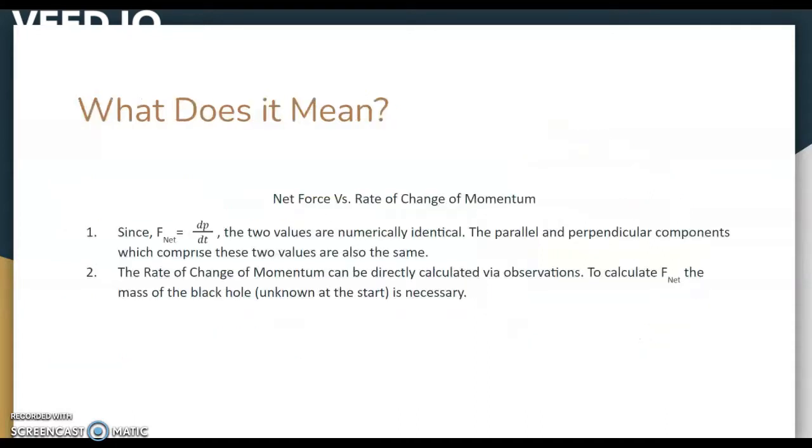So what does this all mean? Since F net and dp dt are numerically identical, their parallel and perpendicular components are also numerically identical. However, the rate of change of momentum can be directly calculated via observations in this lab. F net needs mass to be directly calculated, and since that's what we're trying to figure out, you can't actually calculate F net directly in this lab.